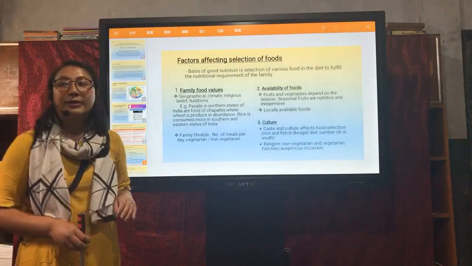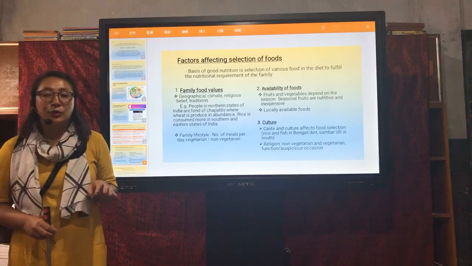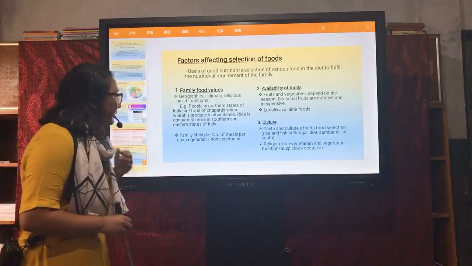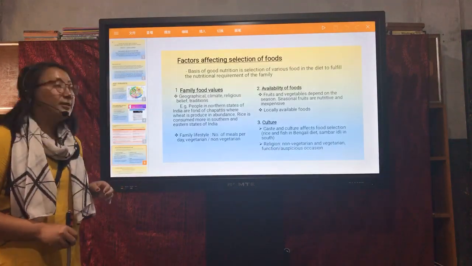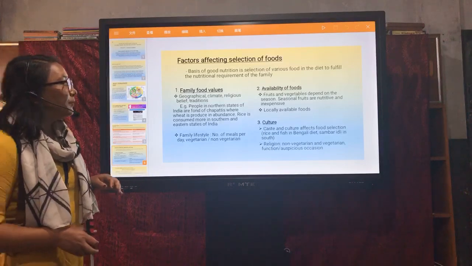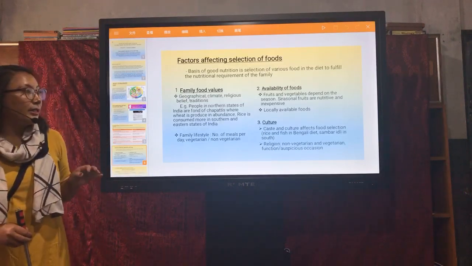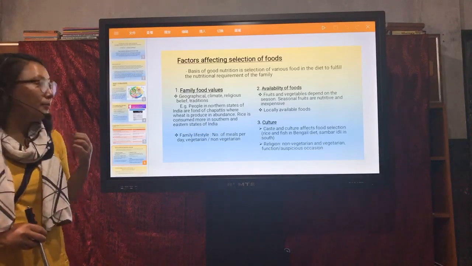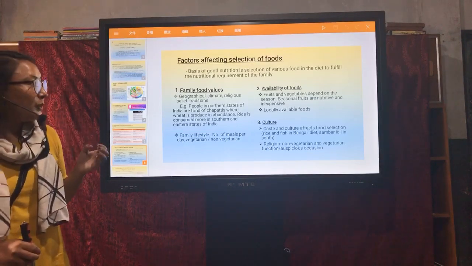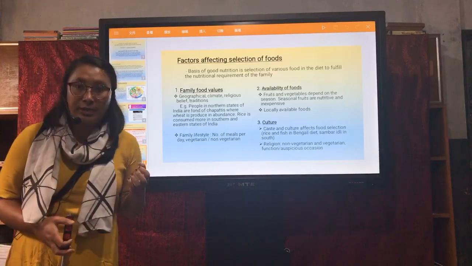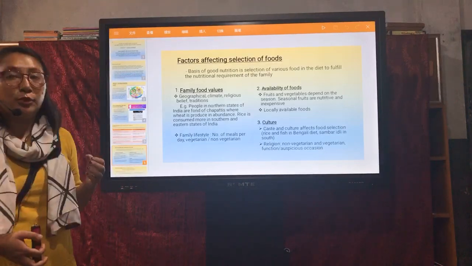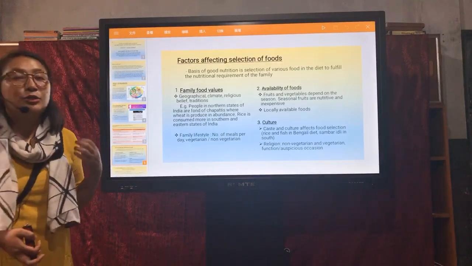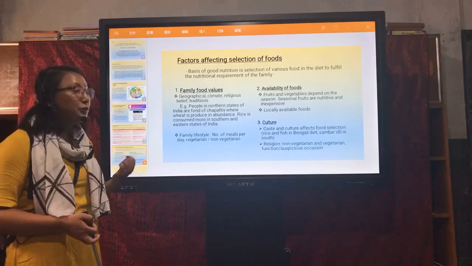There are certain factors that affect food selection. So let us see what those factors are. One of the bases of good nutrition, or leading a healthy lifestyle or healthy diet, is to keep in mind that the food we select every day should be selected in a proper way, so that it doesn't hinder the nutrient absorption or the requirement of nutrients in our daily life.